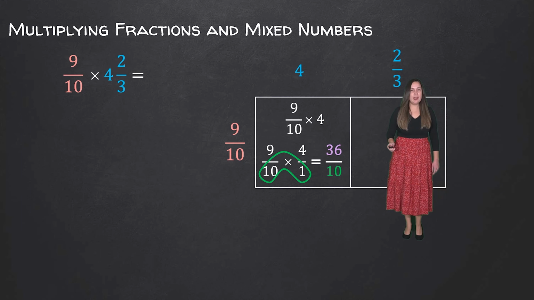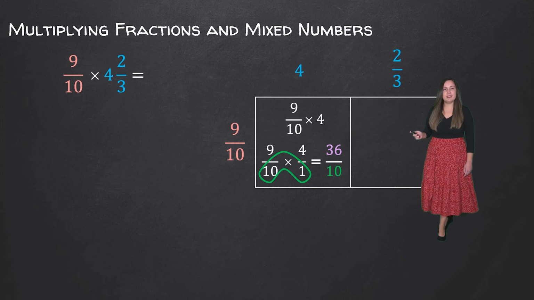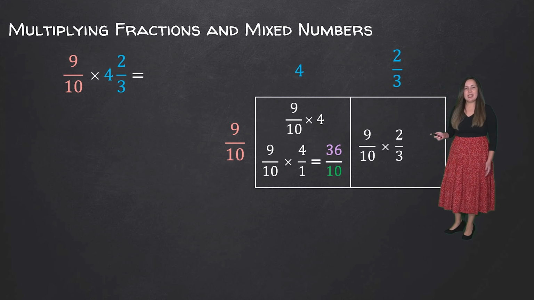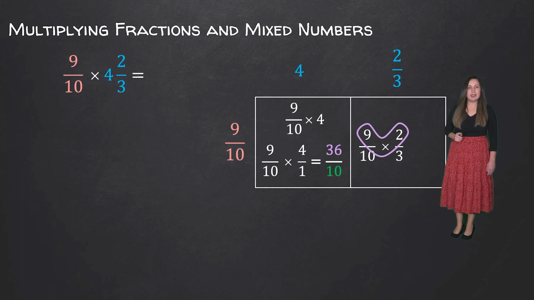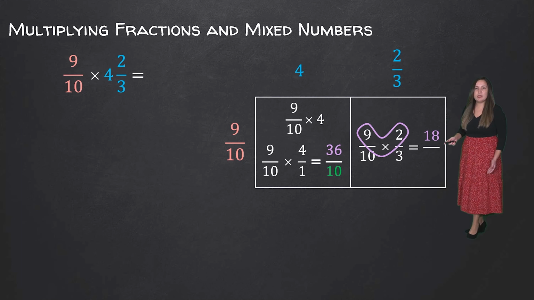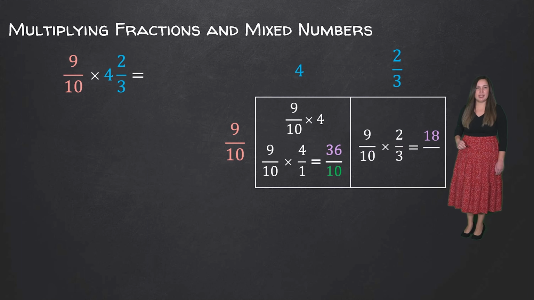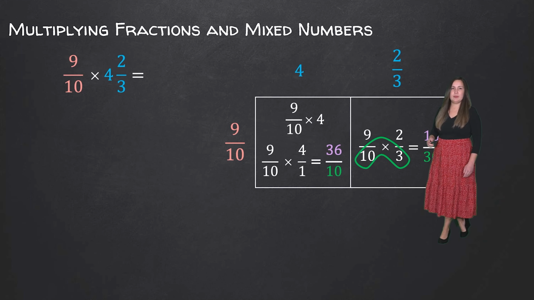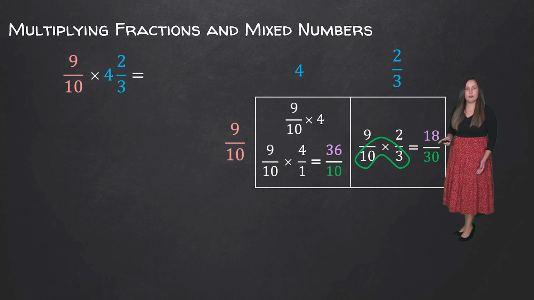Now we're going to go ahead and multiply our fractions. So 9 over 10 times 2 over 3. We're going to multiply our numerators. So 9 times 2 is equal to 18. And then we're going to multiply our denominators, where we have 10 times 3, which is going to equal 30. So here we have 18 over 30.